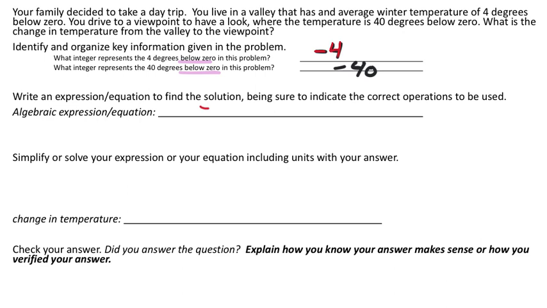So we say, we're going to start at the valley, and then we would end at the viewpoint there. So that's a -40 right there. Now it's an operation that generally causes the problems here, because it wants the change in the temperature. That's a difference in temperature for me, so I'd be looking at subtraction on this one.